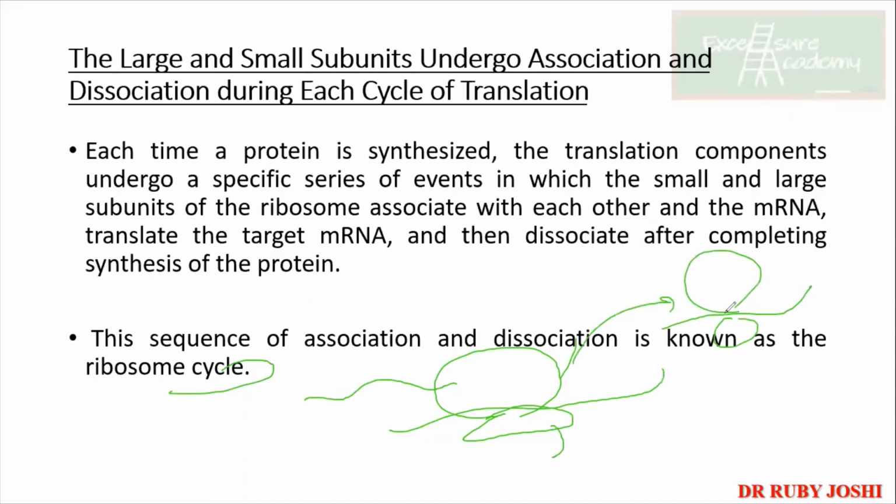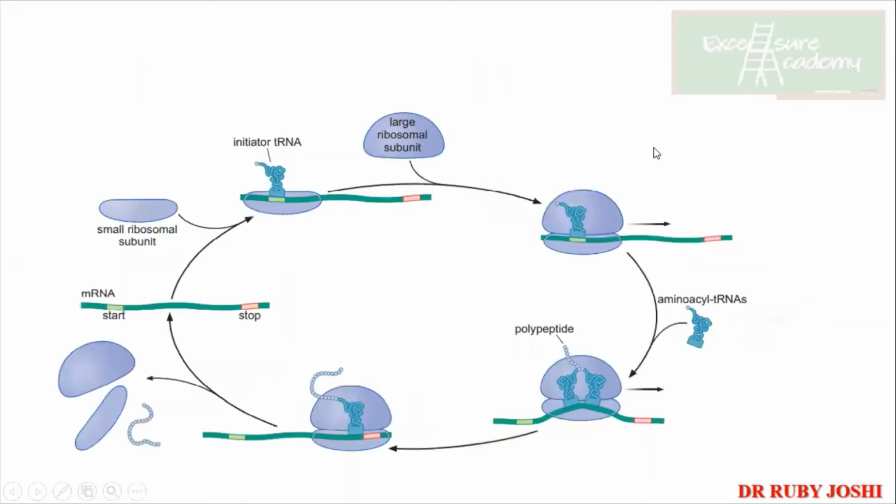Okay, so it means what? The larger and the smaller subunit are getting assembled and disassembled during the translation process, and this association and dissociation is known as the ribosome cycle. Simple. So there is a figure over here, you can see.